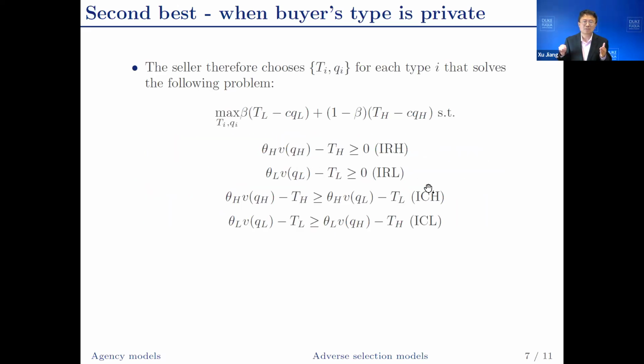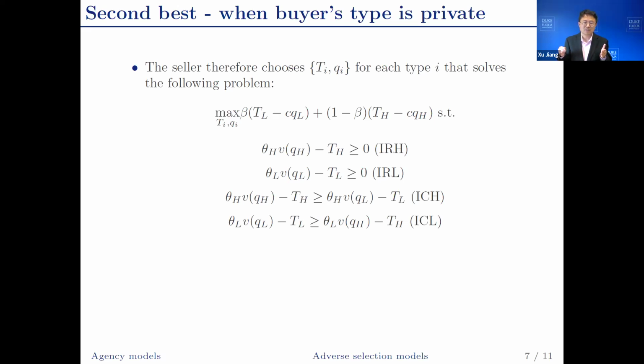So the seller is going to choose T_i and Q_i for each type that maximizes the seller's expected payoff. Note here, the seller cannot maximize the payoff from transacting with each type of buyer because the seller does not observe the buyer's type. Subject to the usual IR constraint, now we have 2 more additional constraints, the IC constraint. The IC constraint says it has to be incentive compatible for type H to choose the contract offered to type H, and the same for type L.